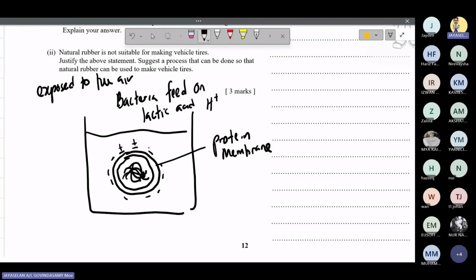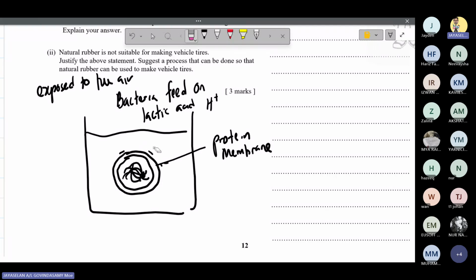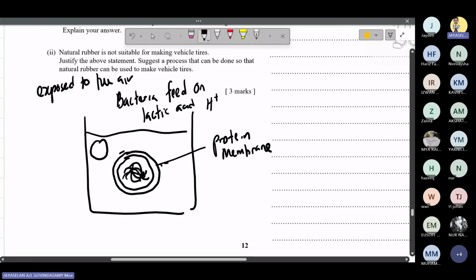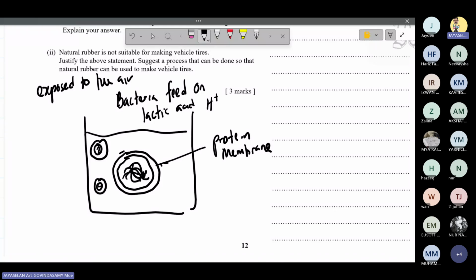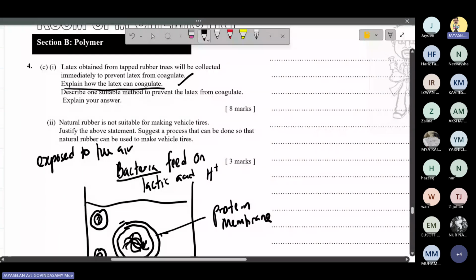So it will do what? It will add a lot of positive charges, and it will neutralize the negative charges on the surface of the protein membrane. Okay, so negative charges akan hilang. So what will happen? The rubber particle ada di sini, all they will collide. Dia akan melanggar. Then the protein membrane will break and they are set free. And this rubber is contaminated with bacteria. You cannot reuse again. Okay, so itu yang kamu kena explain di sini untuk dapat 6 markah.